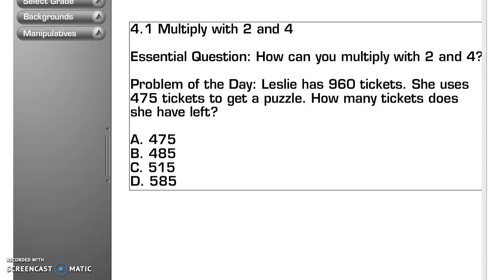Today is lesson 4.1, multiply with 2 and 4. Our essential question is, how can you multiply with 2 and 4? Our problem of the day is, Leslie has 960 tickets. She uses 475 tickets to get a puzzle. How many tickets does she have left?